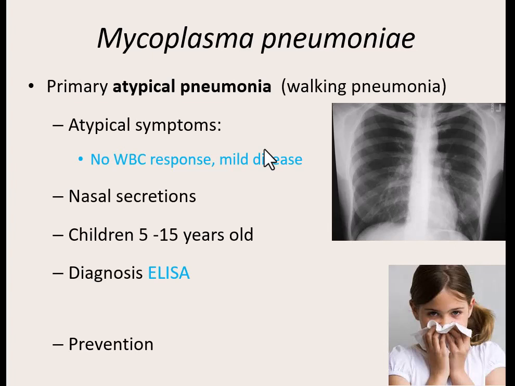It's usually spread by nasal secretions. The top group that gets the most walking pneumonia are kids between the ages of 5 and 15. They have a little bit weaker immune system, and they seem to wipe their noses on stuff. We can diagnose it with an ELISA. The best prevention, since it's spread by nasal secretions, is washing hands and good hygiene. It is treatable. We have antibiotics to make it go away, but sometimes it'll go away on its own. It doesn't cause any serious complication. It's more of an annoyance than anything else.